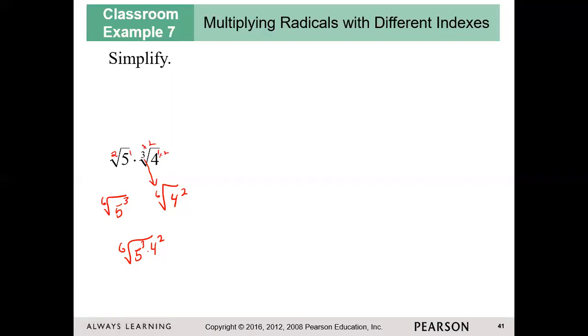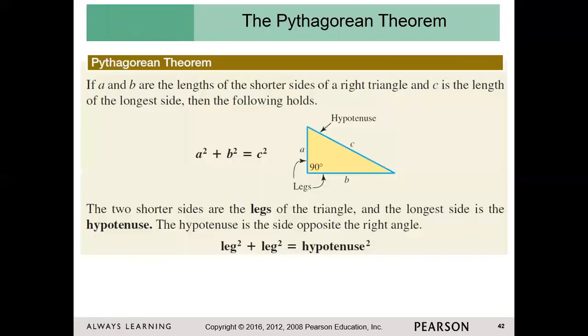But that's the idea behind simplifying these. Remember, you cannot multiply those radicands unless the indices are the same. So just make them the same if they're not, and then rock and roll from there.